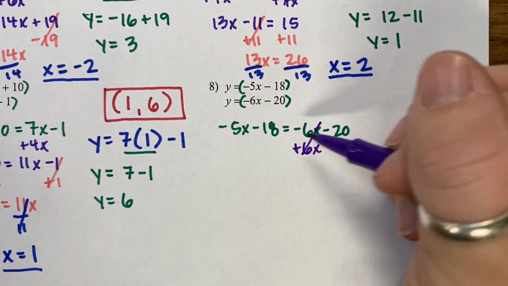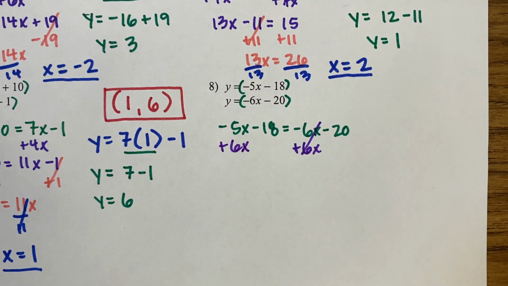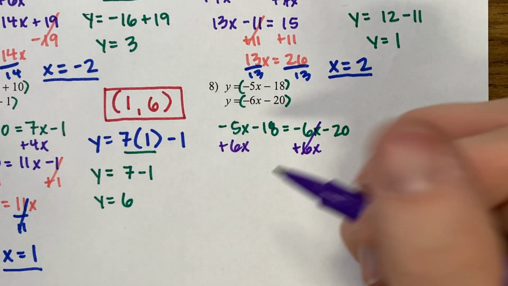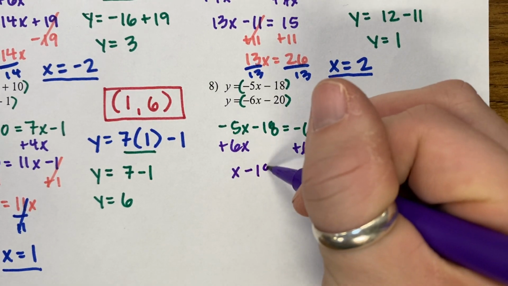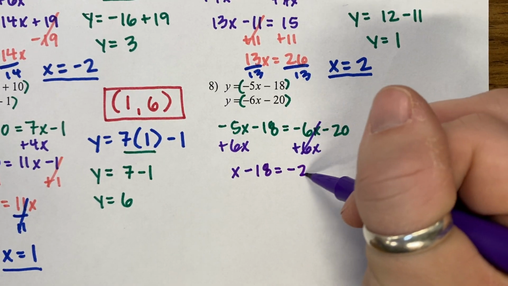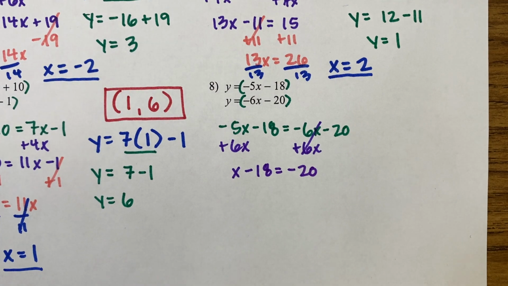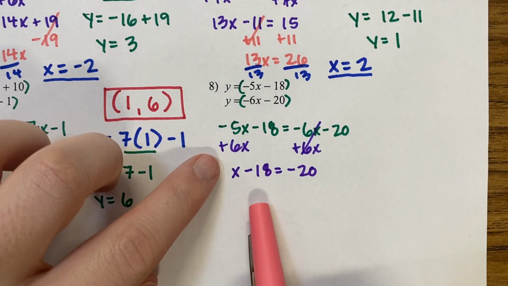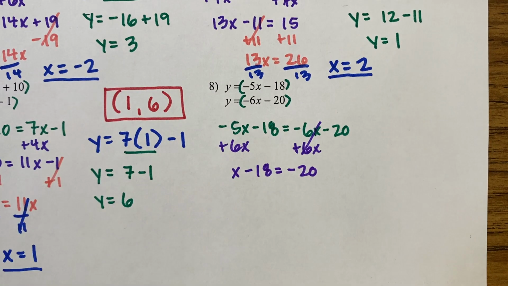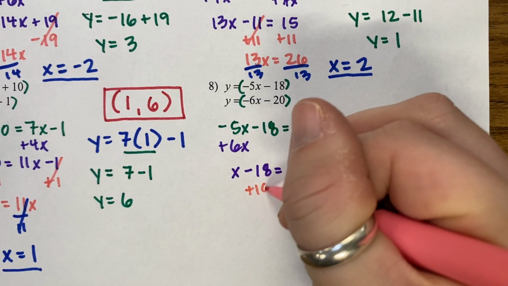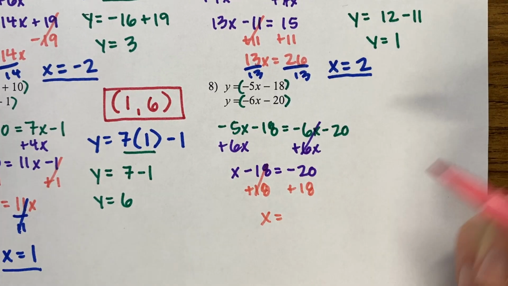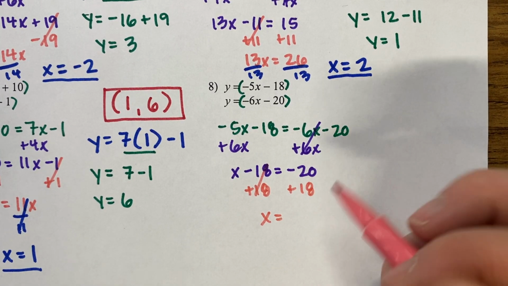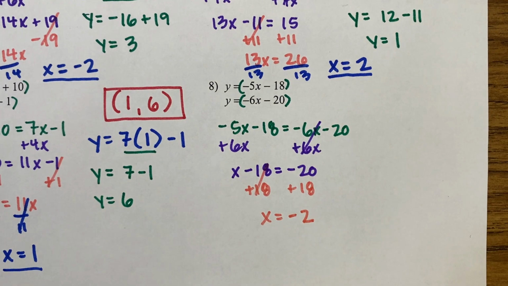Add 6x, add 6x. Okay, negative 5 plus 6 is just going to be positive 1, or positive 1x. Minus 18 equals negative 20. Okay, now there's just one step for getting x by itself. I got to get rid of minus 18. We'll do the opposite. Add 18. So we get x is equal to negative 20 plus 18 is negative 2.